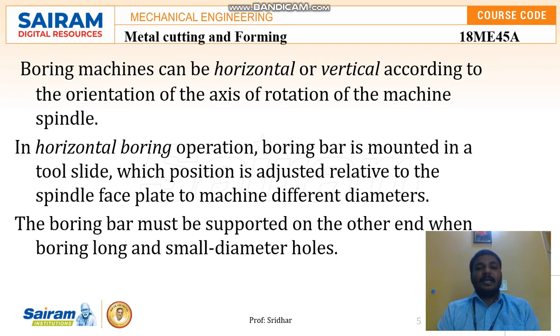This is one of the major advantages of using boring machines. The boring bar must be supported on the other end when boring a small diameter. So it can perform not only enlarging of holes, but machining of smaller diameter holes also. This is how a boring machine works. The main advantage is that already drilled holes can easily be enlarged to the required diameter using this boring machine, whether it is a vertical or horizontal boring machine.